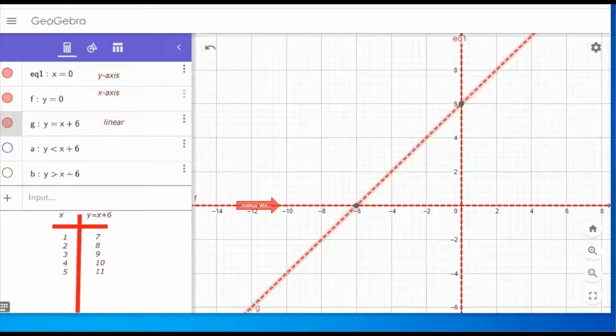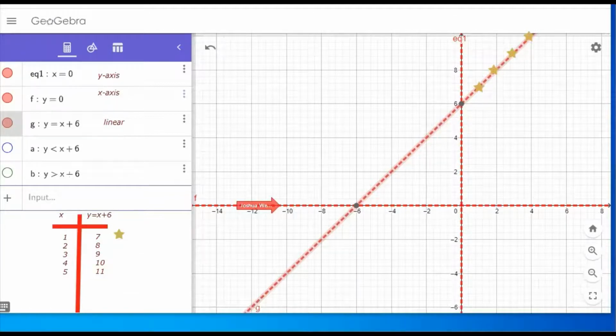So if I were to plot these points, say with a star, 1 goes up to 7, 2 goes up to 8, 3 goes up to 9, 4 goes up to 10, and so on. Those are a few sample points, and if you connect the dots, the line will connect all those dots.